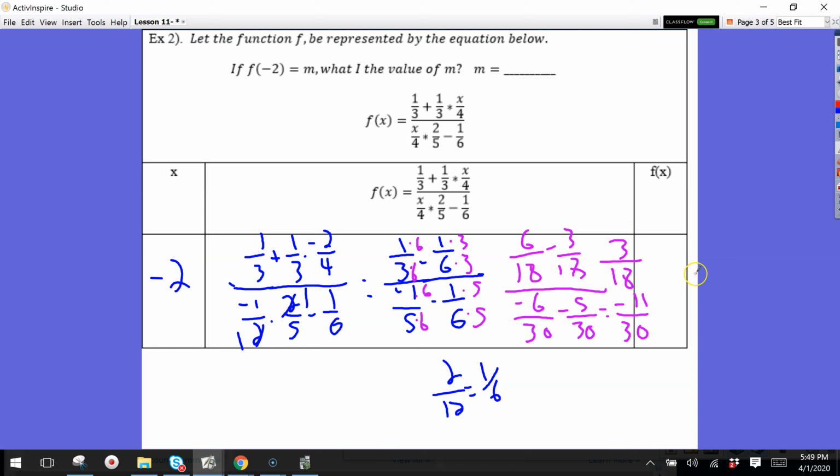So my first fraction, let's go ahead and simplify that. 3 over 18, it simplifies, 3 goes into 3 once and into 18 6 times. So let's simplify that to 1 over 6.